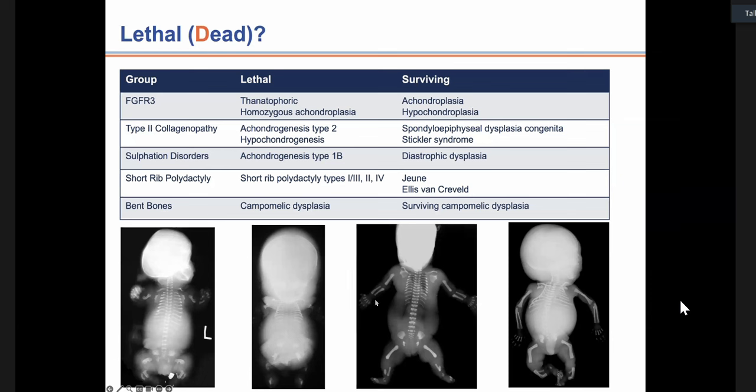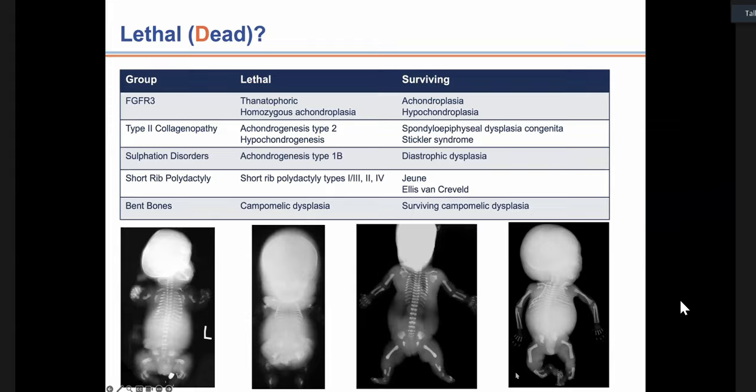Then this condition here, this is a short rib polydactyly. This is type Majewski, type 2. Why? Because you see these short oval tibiae. And if you can count them, 1, 2, 3, 4, 5, 6, there is polydactyly.